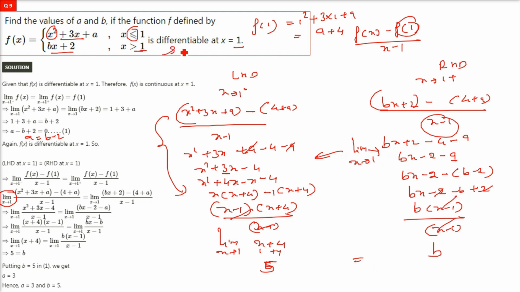So when you see that the question is saying differentiability is there at x equals to 1, so b equals 5. And what is a? B minus 2. So you can just put b as 5, a will be equal to 5 minus 2, that is going to be 3. So a is 3, b is 5, for this function to be differentiable at x equals to 1.